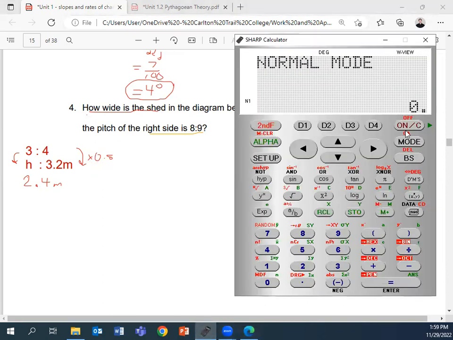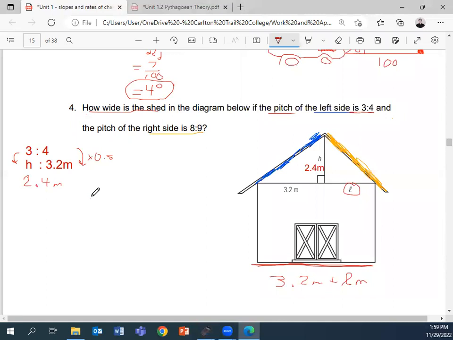Good question. So I took the 3.2 because I know I took 4 times something to get 3.2. I figured out how many 4s fit into it. Normally, when we've done this, we've gotten a number bigger than 1. In this case, it's smaller than 1. So I took 4, times it by the 0.8 to get 3.2. So I take the 3, times it by that 0.8 to figure out what that H is, which is 2.4 meters.